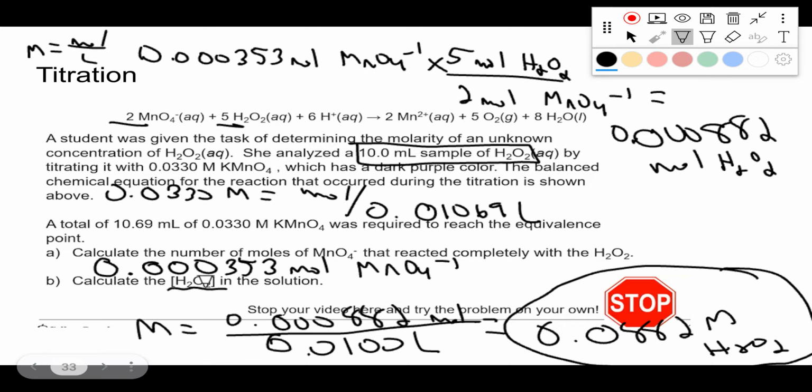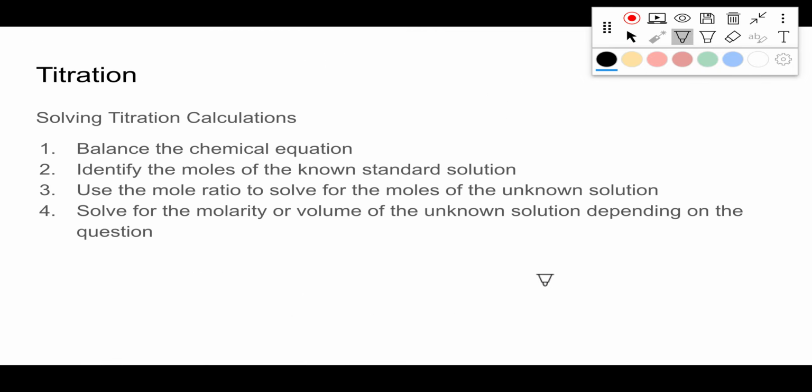But my brain has to know that that means I need to figure out my moles and divide by my volume to get to that molarity or the concentration. So again, these steps are not difficult by themselves. You just have to practice this enough to get it stuck in your head. So we got to balance the equation, figure out our moles of known, do stoichiometry, figure out our moles of unknown, and then solve for whatever it's asking us for, which most of the time is going to be molarity of the unknown.